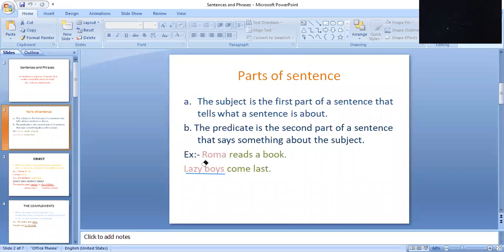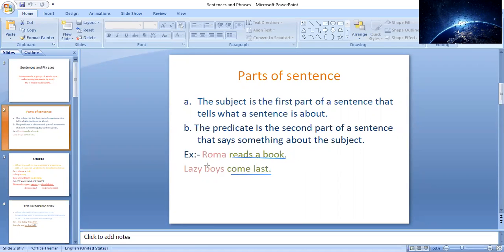Now I'll move to predicate. In sentence 1, which is the predicate part, or the telling part, of the sentence? Reads a book. This is the predicate part of the sentence. Then, come last. This is the predicate part of the sentence.